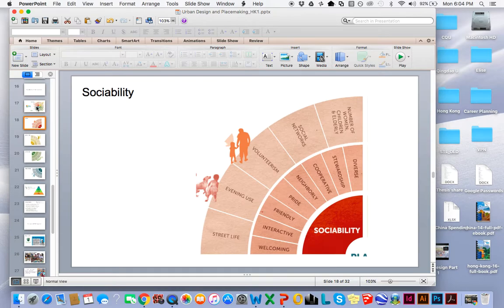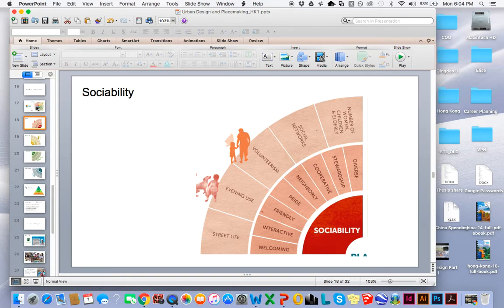So with sociability, the way that PPS proposes to measure the degree of success of sociability in a space is through the number of women, children, and elderly, social networks or people that know one another in that space, events of volunteerism, evening use, and street life. So street life is somewhat similar to what William White was analyzing as well.